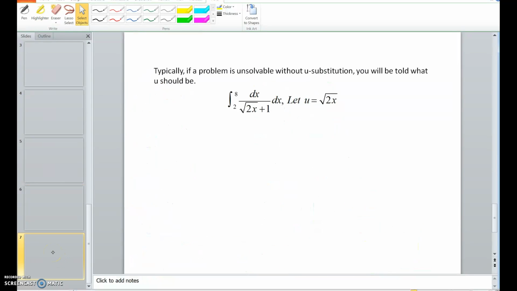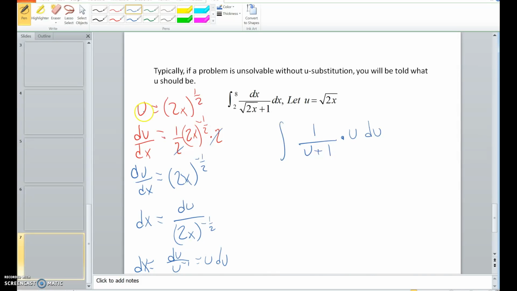On multiple choice tests, multiple choice questions, you will usually be told what you should make u equal to. So here's an example. I'll put up a multiple choice question on PlayPosit that's similar to what you might see on the AP exam, and then we'll talk a little bit about it. So go ahead and first rewrite this in terms of u.